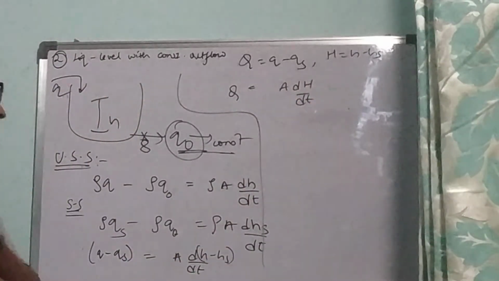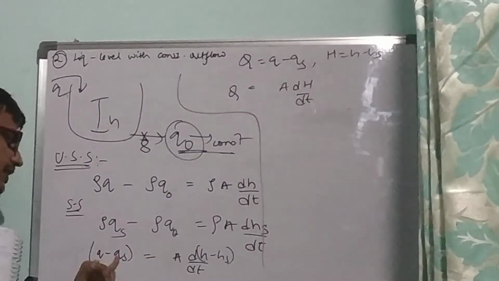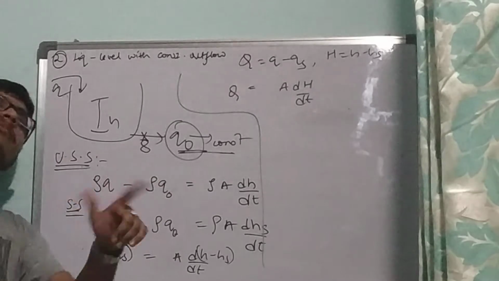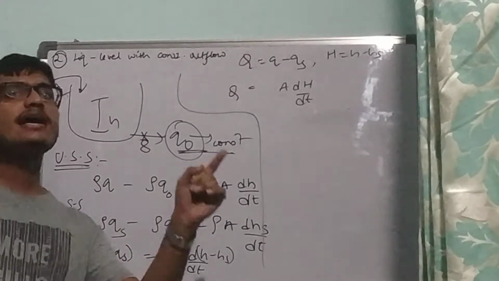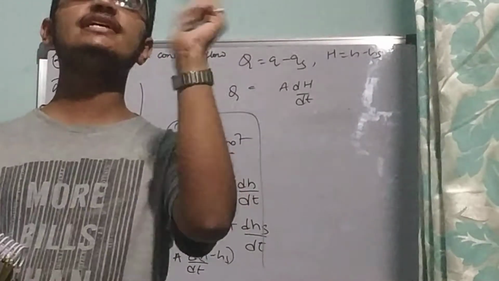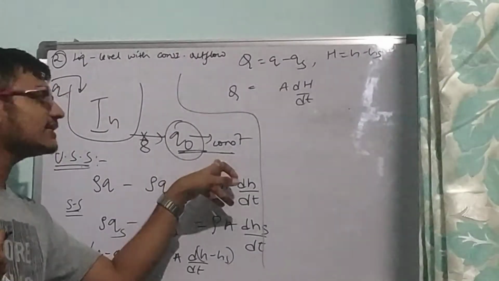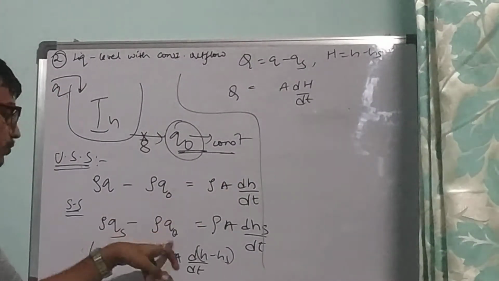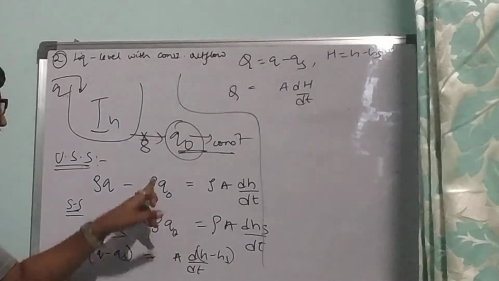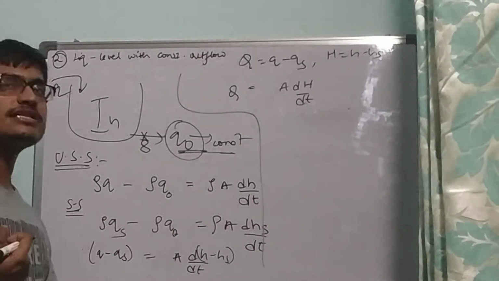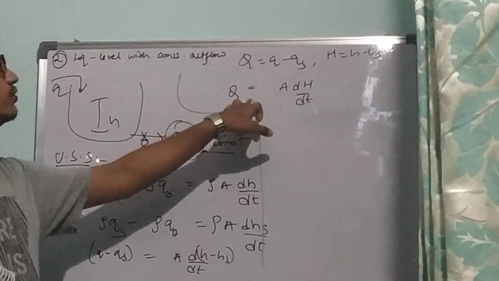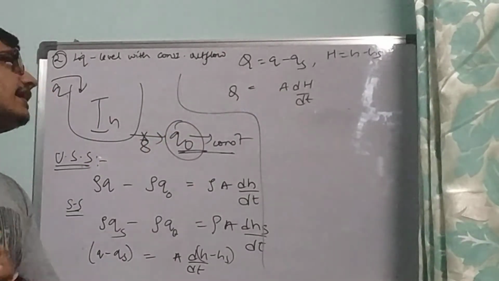Now, are you clear? There you had Q minus Qs minus Q naught minus Q naught S, and you had a relation of Q and height, which is H by R. But here there is no resistance offered, so your outflow is constant. So Q naught and Q naught S will remain the same, and when you subtract, it becomes 0. So here you only have Q is equal to A into dH by dt.